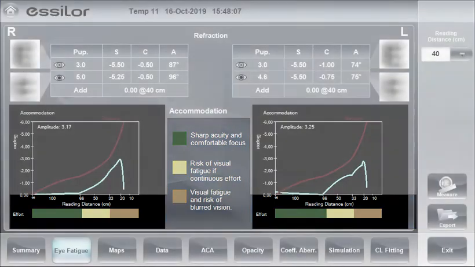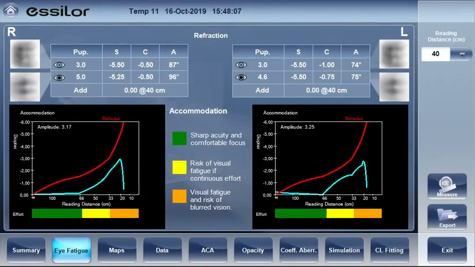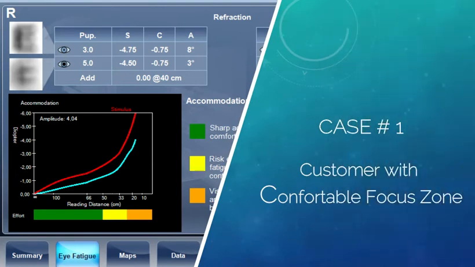Let's now review three typical cases the eye care professional might face in his everyday job. Case 1. Patient with comfortable focus zone.